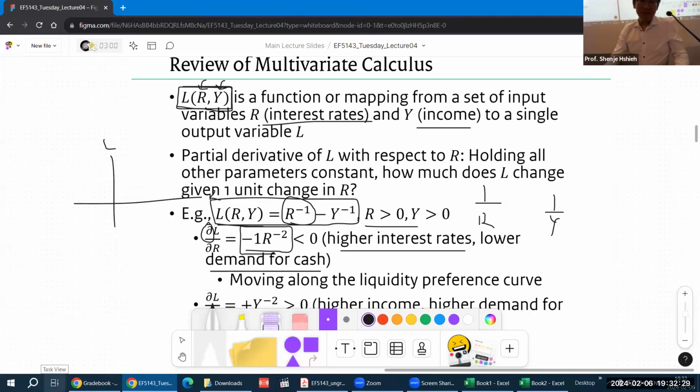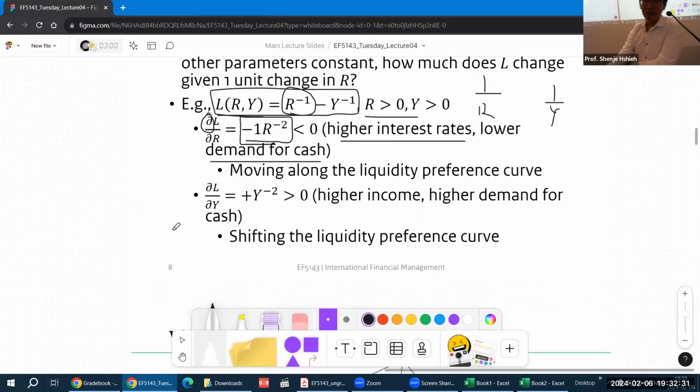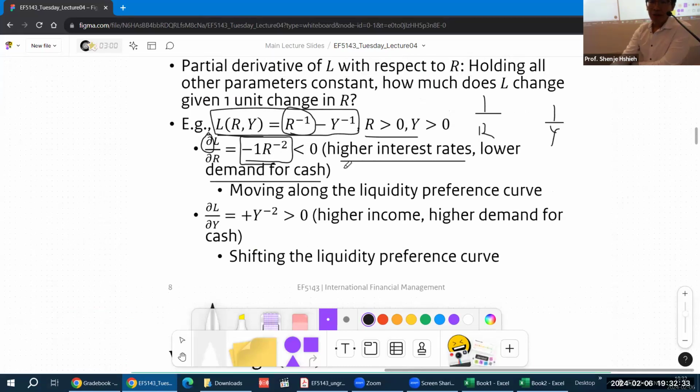All right. I don't want to confuse you too much for now. So that's how you do that direction. For the other parameter, I have it specified as negative Y to the -1. Again, we're holding R constant and looking at the sensitivity of L with respect to Y. The negative becomes positive, and so this is always positive. This tells you that the relationship between cash demand and income is always positive, which makes sense.